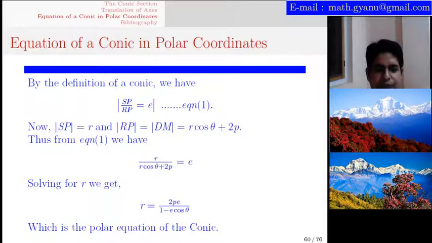That is the equation of a conic in polar coordinates, which is the polar equation of conics. In general, you may write the general polar equation r equal to 2pe by 1 plus or minus e cos theta. The sign depends upon your choice of points.